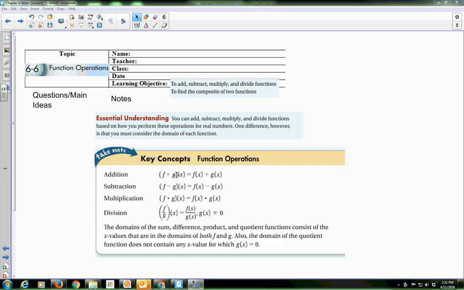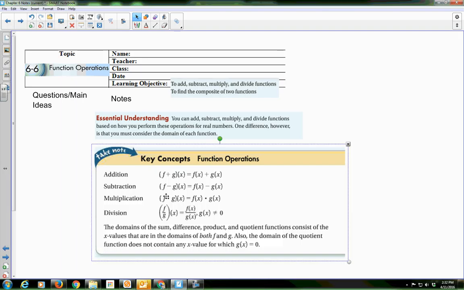So when I'm adding two functions together, we write it as f plus g of x. So it's two functions, f and g, with the variable x. It's equal to f of x plus g of x. When we write f minus g of x, so we take function g minus it from function f, both of them have variable x. It is f of x minus g of x.